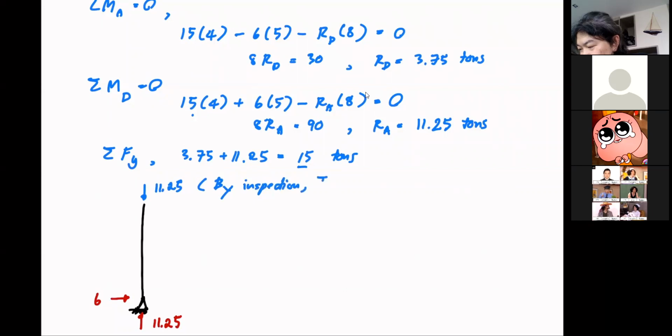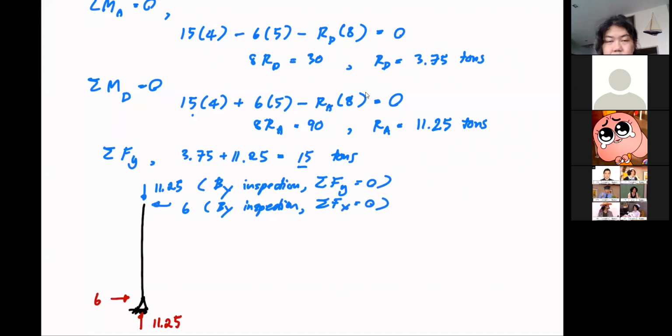Sigma Fy, right, equal to 0. And again, by inspection, you know this is 6. Again, by inspection, sigma Fx is equal to 0. Okay. Now you know, again, same situation. Okay, thanks. Just saw the chat. Now we need a moment. And again, you can see the horizontal forces that form the couple will try to move this member counterclockwise. So you need clockwise moment.